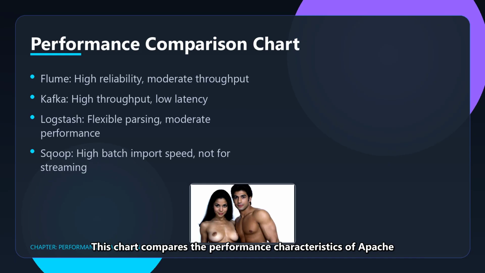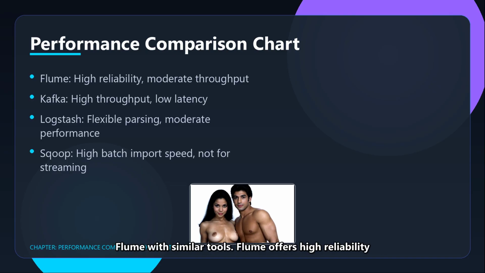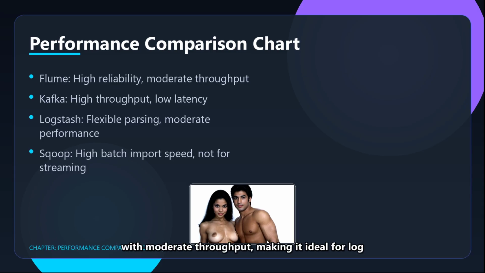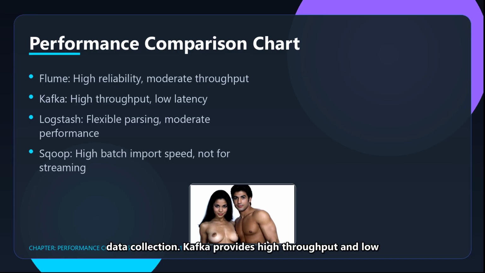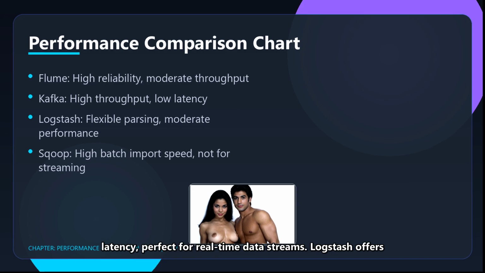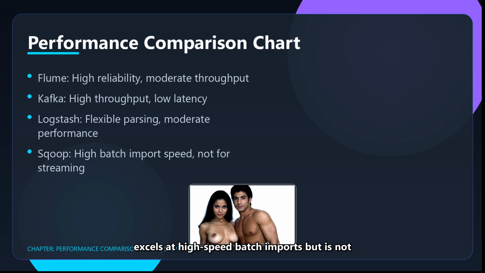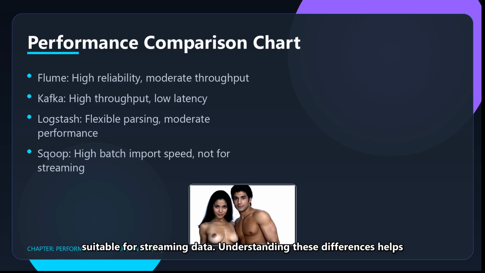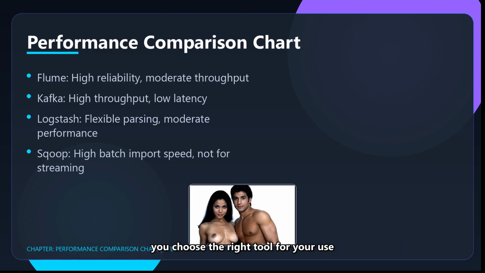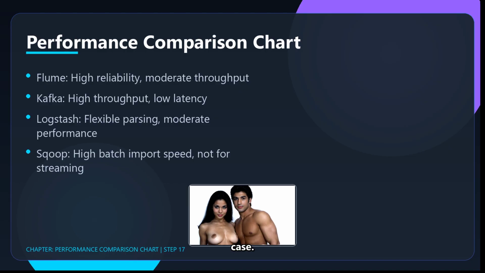This chart compares the performance characteristics of Apache Flume with similar tools. Flume offers high reliability with moderate throughput, making it ideal for log data collection. Kafka provides high throughput and low latency, perfect for real-time data streams. Logstash offers flexible parsing capabilities, but with moderate performance. Sqoop excels at high-speed batch imports, but is not suitable for streaming data. Understanding these differences helps you choose the right tool for your use case.